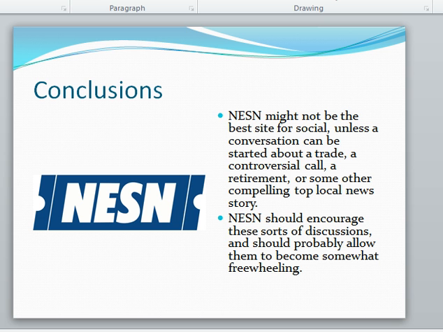I think that they should, and I also think they should allow them to be somewhat free-willing. Sports people can be very passionate about their likes and dislikes and about their teams. If NESN can allow maybe a little more play in this area, then I think they could get conversations going, and they could sustain them, and that would probably push social a lot better than anything else that they would be doing.